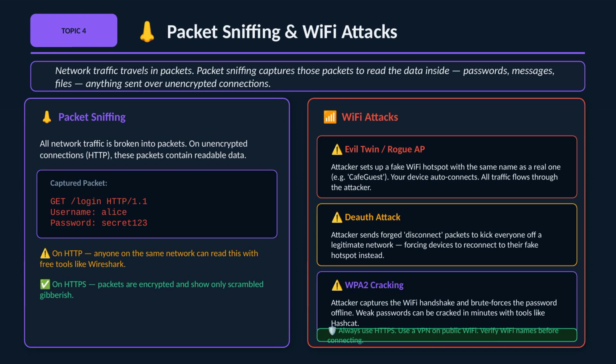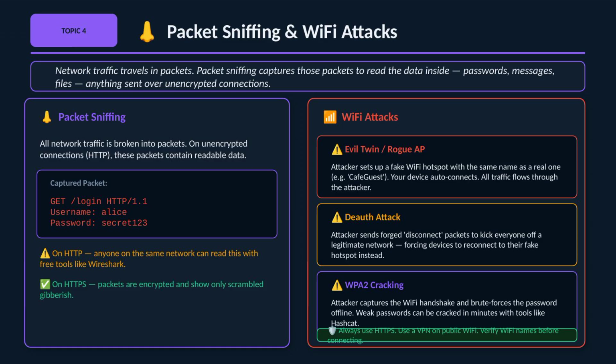Now for Wi-Fi attacks, the most dangerous is the evil twin or rogue access point attack. An attacker sets up a fake Wi-Fi hotspot with exactly the same name as a real, legitimate network. For example, Starbucks. Your device sees 2 networks with identical names and auto-connects to whichever has the stronger signal, which is often the attacker's. All your traffic now flows through their device.